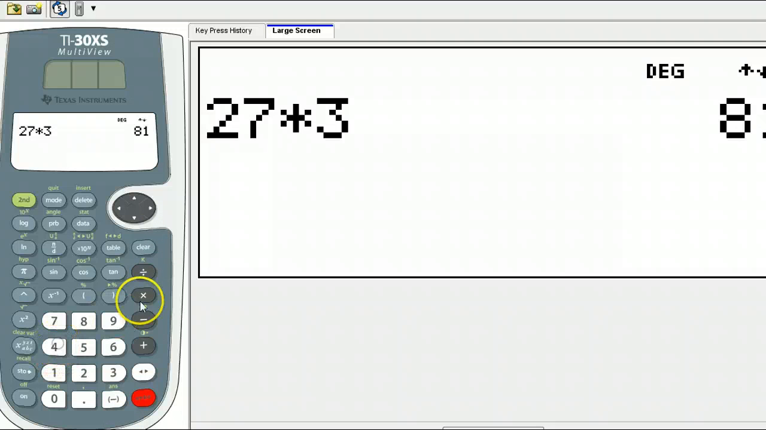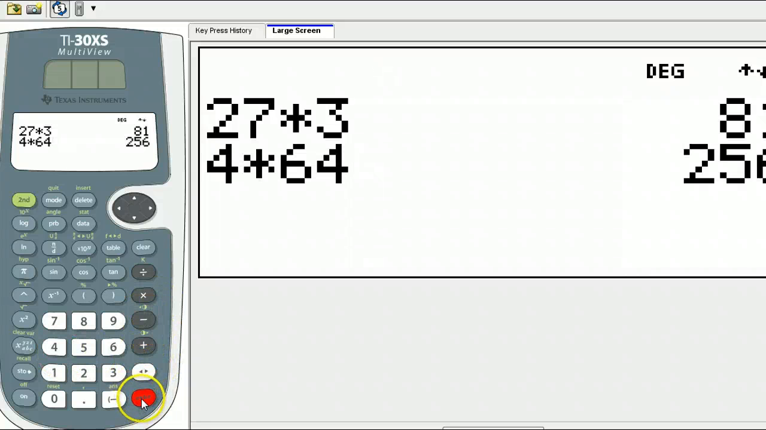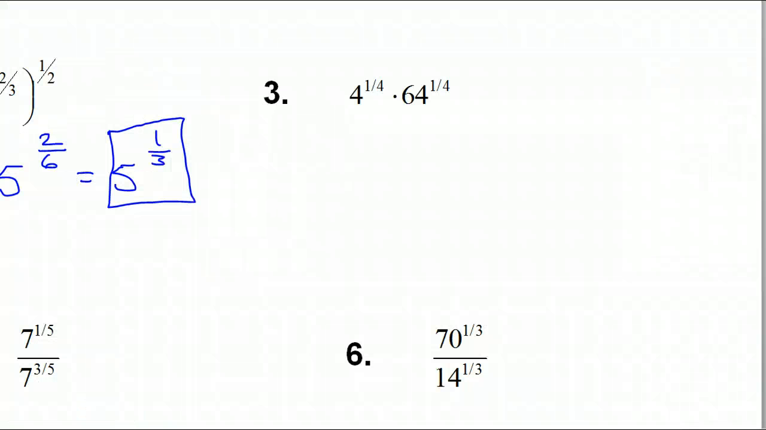And you will not be allowed to use a TI-30 XS MultiView. So you will be allowed to use a 4-function calculator though. So you'll notice you won't see me doing anything other than adding, subtracting, multiplying, and dividing. So I have 256. So that means this is 256 to the 1/4 power.